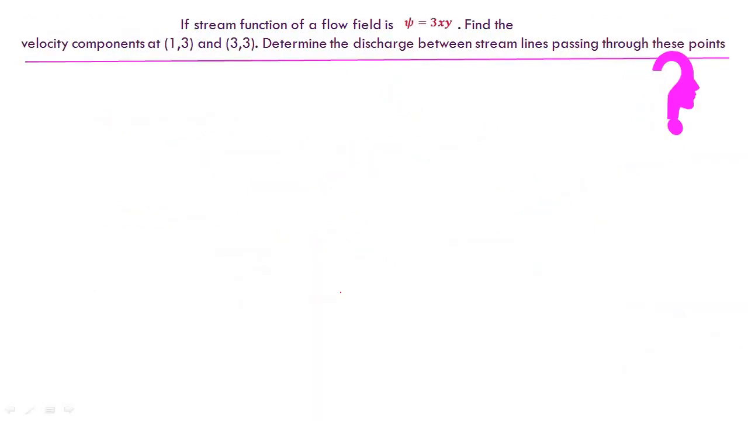So that is regarding stream function. Already we had done 2 problems from the section stream function. We are continuing our discussion on stream function. We will do some more problems also. If stream function of a flow field is given as psi equal to 3xy, okay, find the velocity components at point (1,3) and at point (3,3). Determine the discharge between the streamlines passing through these points. So the stream function is given as psi equal to 3xy.